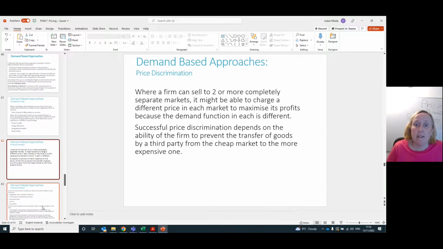So where a firm can sell to two or more completely separate markets, it might be able to charge a different price in each market to maximize profits, because the demand in each is different. Successful price discrimination depends on the ability of the firm to prevent the transfer of goods by a third party from the cheap market to the dear market.